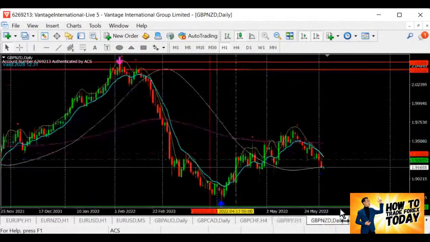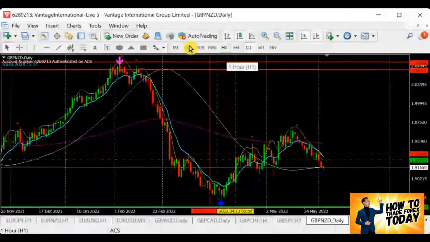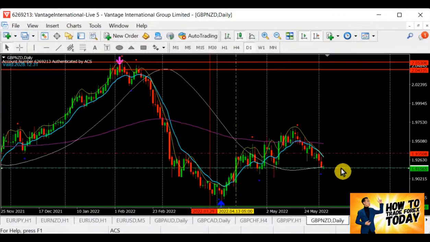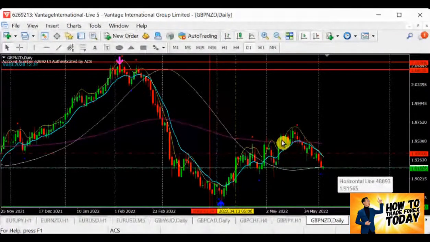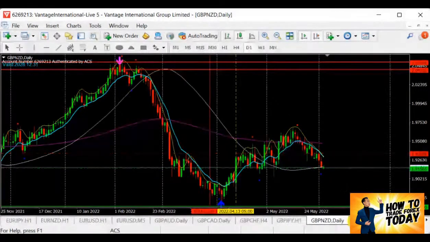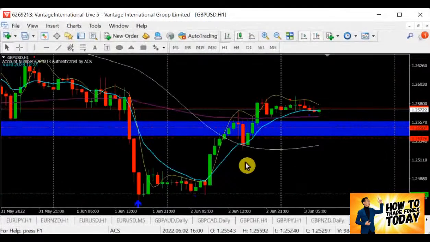How about pound kiwi? Let's take a look at pound kiwi. We have now come back for the retesting, and we are on the support. Probably we have to wait for it to break the support, maybe in the second half of the day or the next week. So I think we shall skip the pound kiwi. All right, pound dollar.